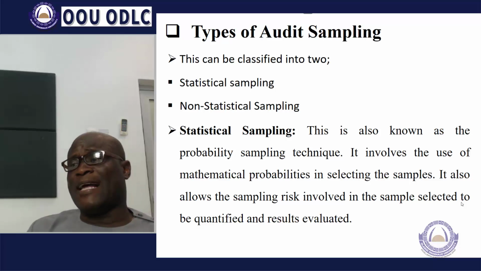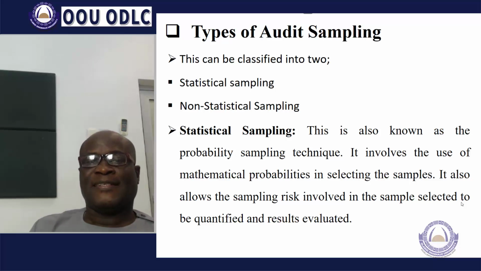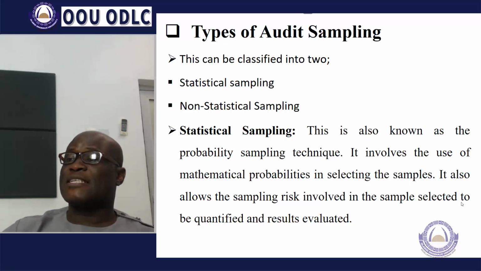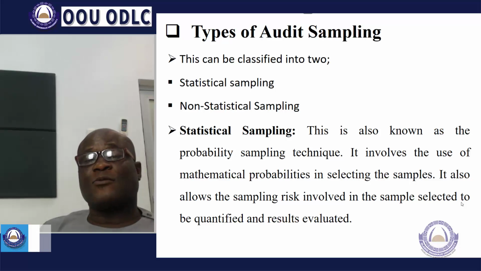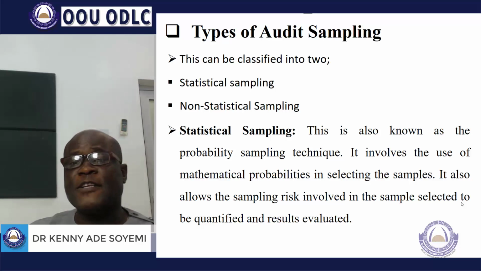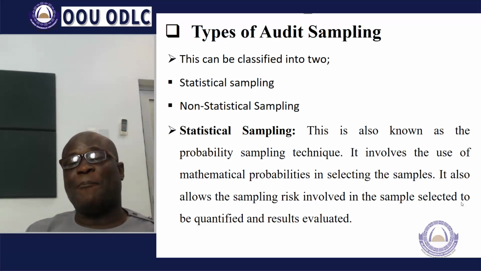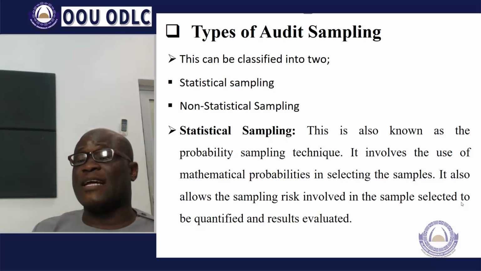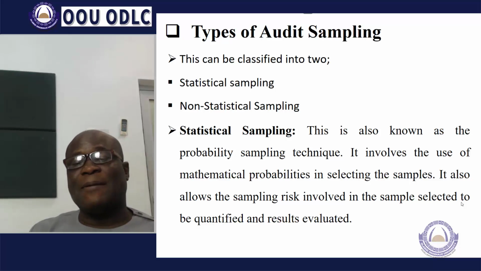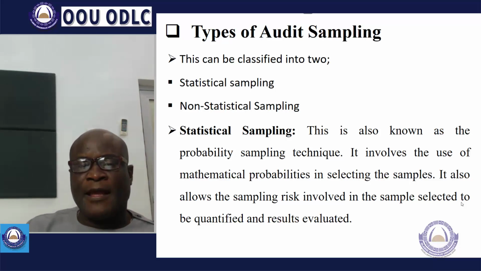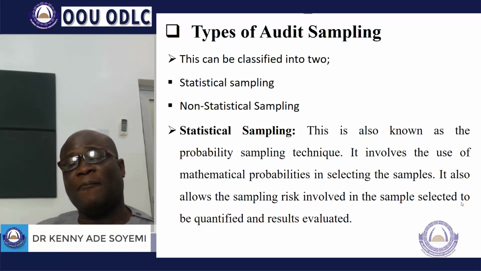Generally, audit sampling can be classified into 2: statistical sampling or non-statistical sampling. When you talk of statistical sampling, it is also known as probability sampling. It involves the use of mathematical probabilities in selecting the sample. That is, mathematical rules, expectations, and the rest of them. It also allows the sampling risk involved in the sample selected to be quantified and results evaluated. A very key term that is coming out here is sampling risk.